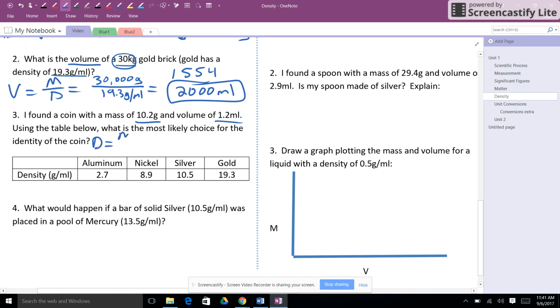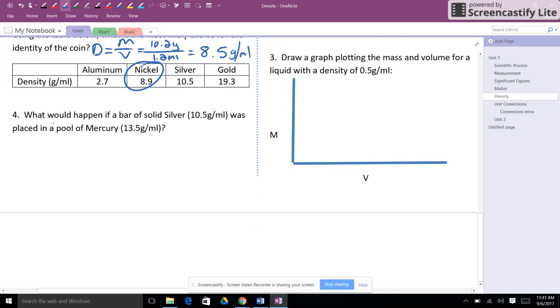So density is going to be mass divided by volume, 10.2 grams divided by 1.2 milliliters. We enter that in the calculator, and then we consider sig figs. I got 3 and 2. Let's get 2 in our answer. So we got 8.5 grams per milliliter. So if you had to pick, I would say nickel is the identity of this coin. It's the closest to the 8.5.